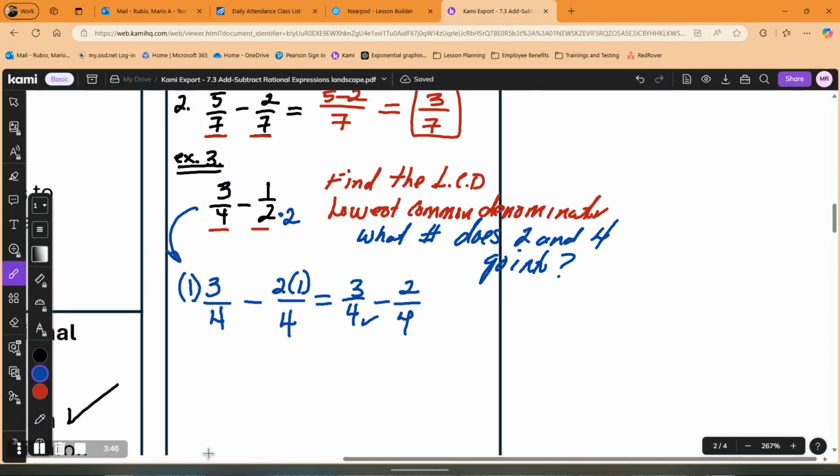Now I have the lowest common denominator. 3 minus 2 over 4. 3 minus 2 is 1. Denominator stays the same.